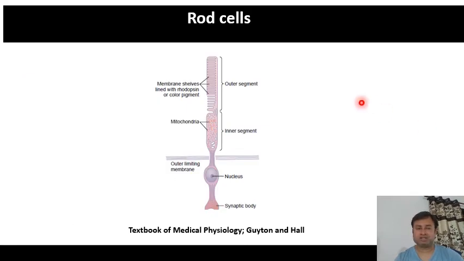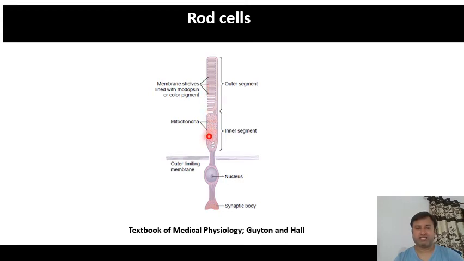So this is the structure of the rod cells. We can differentiate the rod cells into 3 or 4 regions, like the upper one is the outer segment and the lower is the inner segment. Then there is a nucleus and synaptic body. The outer segment has membrane sleeves, which are lined by the rhodopsin pigment or color pigment. Rhodopsin, which is responsible for night vision, is present in the rod cell and especially in the outer segment of the rod cells.